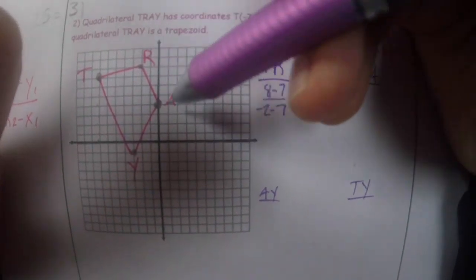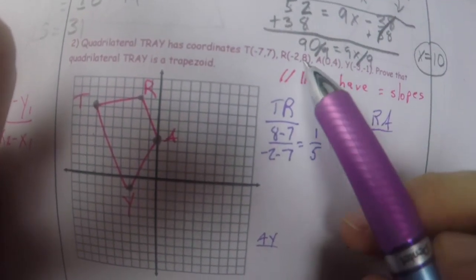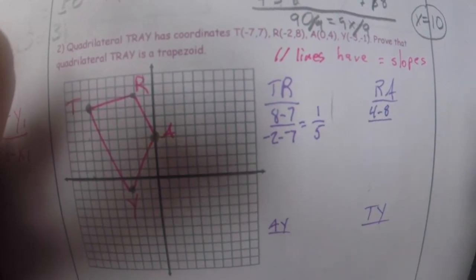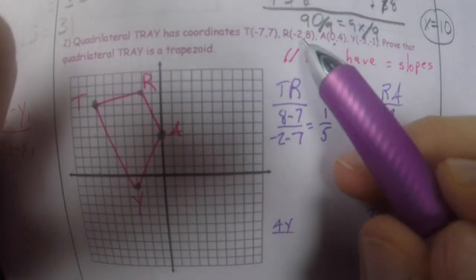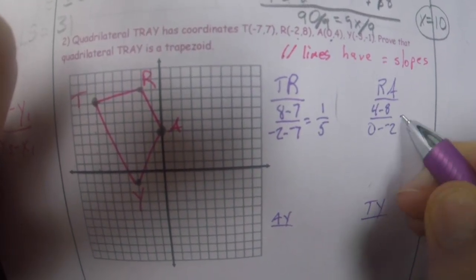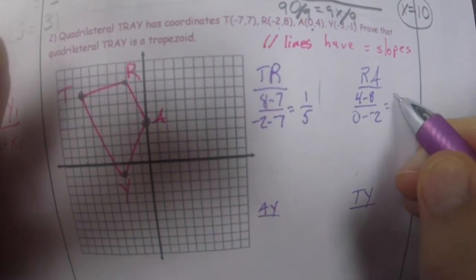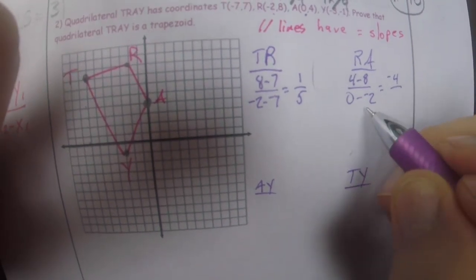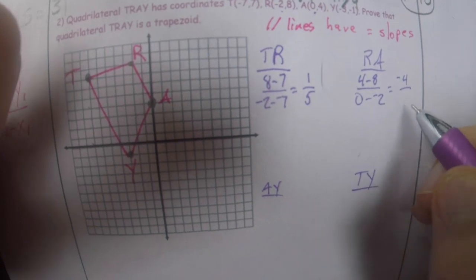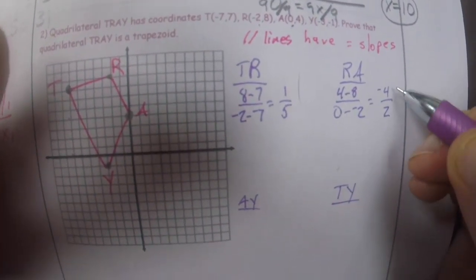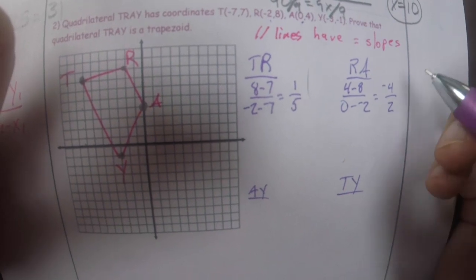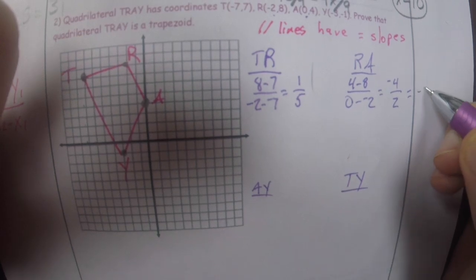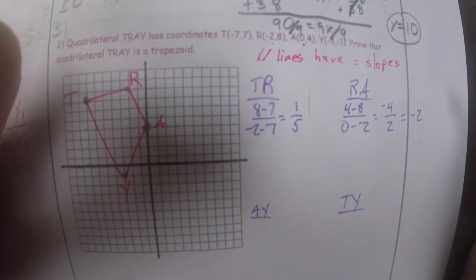All right, let's move on to RA. Here are my two coordinates for R and A. So I would do 4 minus 8, y2 minus y1, over 0 minus negative 2. I think 4 minus 8 is negative 4. And 0 minus negative 2, remember, minus a negative is really plus 2, so that would be over 2. And is this in simplest form? I don't believe so. So I would do negative 4 divided by 2, and negative 4 divided by 2 is negative 2. So the slope of RA is negative 2.